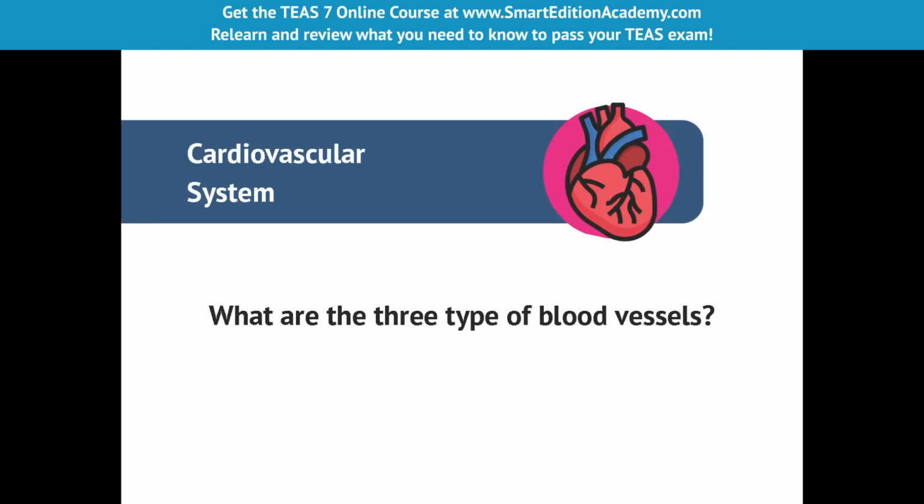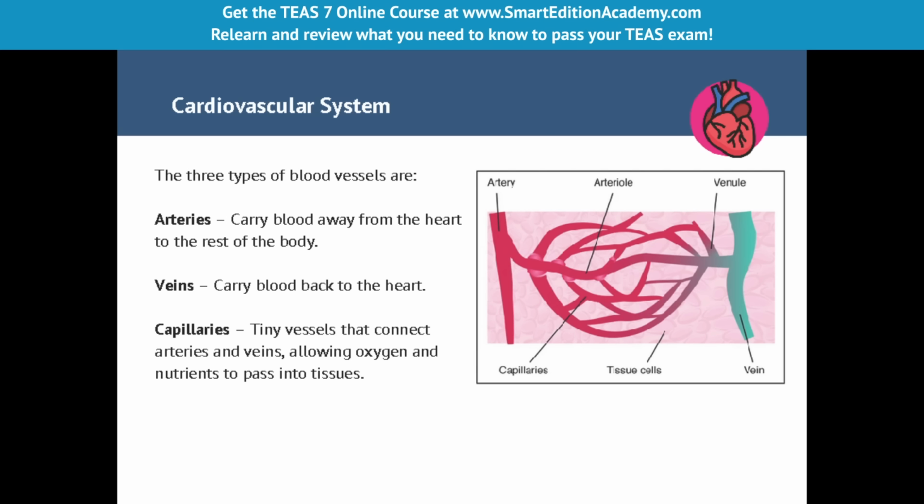What are the 3 types of blood vessels? The 3 types of blood vessels are arteries, veins, capillaries.